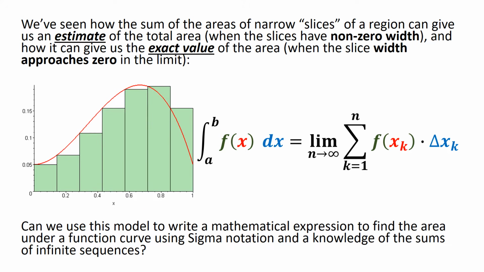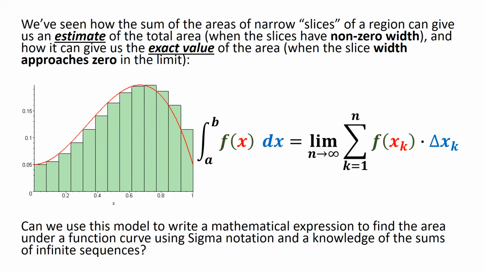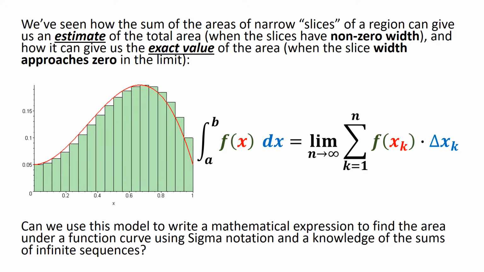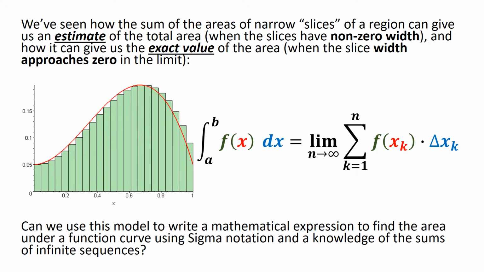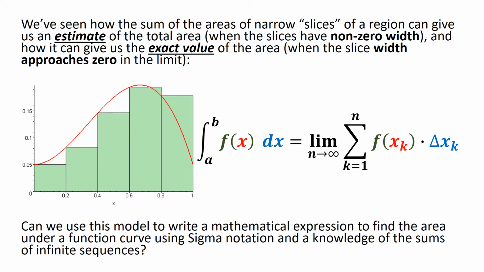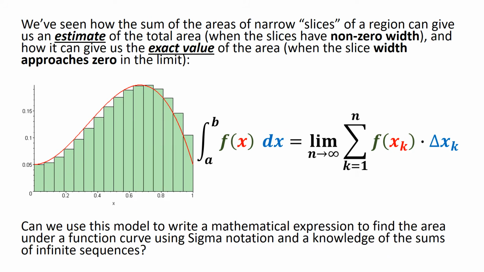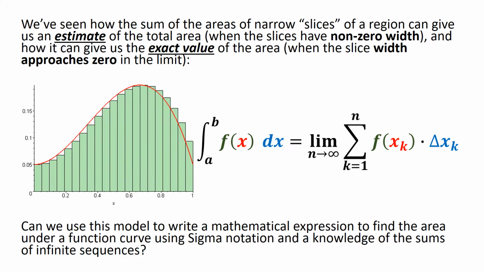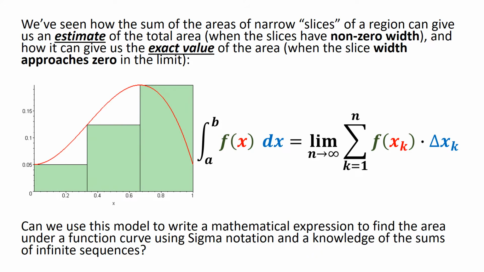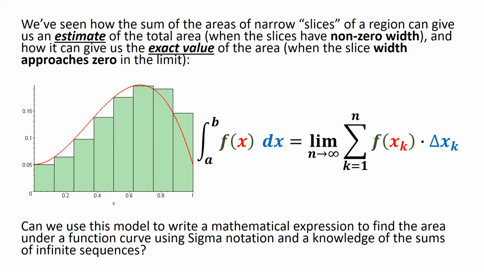We've seen how the sum of areas of narrow rectangular slices of the region under a function curve gives us an estimate of the area of that region. If we increase the number of rectangles toward infinity, their widths approach zero, and the sum of their areas approaches the exact value of the area under the curve. This is illustrated in the animation you see at left.